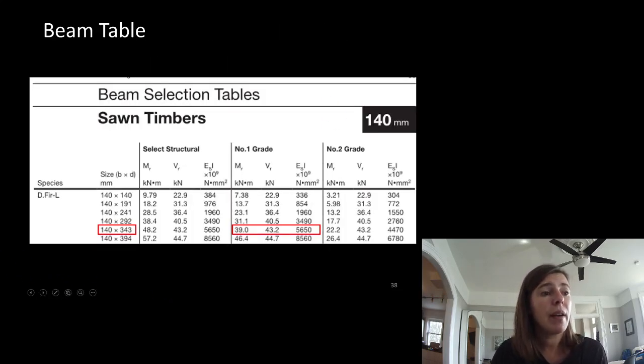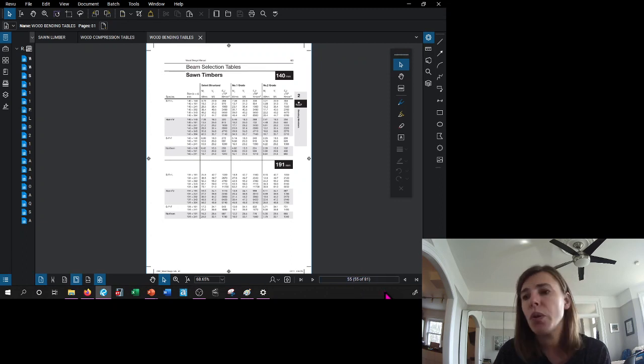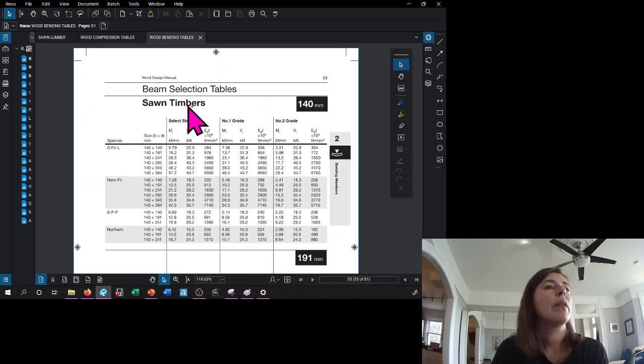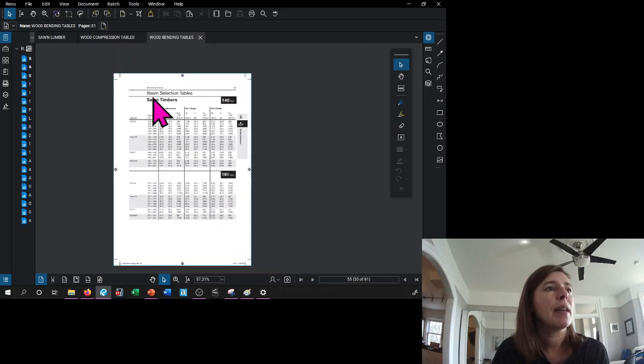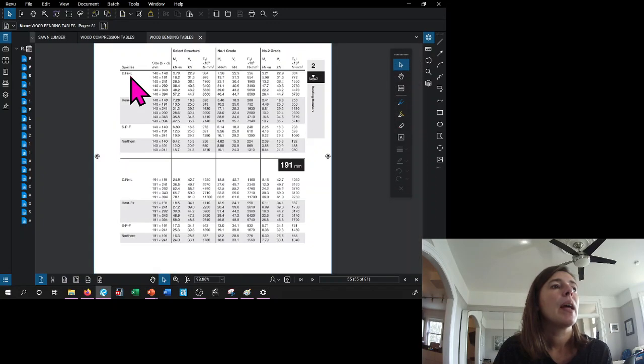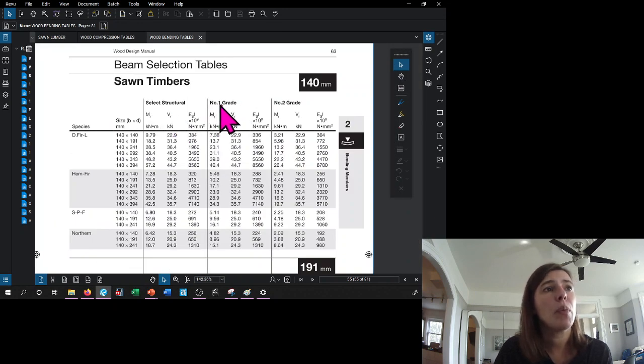So if we go to our handy dandy wood bending tables, you could flip through the pages. I'm going to go to page 55, and it looks like I'm already on it. Sawn timber, 140 by something, Douglas fir, and they said that there's select structural, number 1 and number 2, so we were number 1, so we're going to be in this chart, and we had a 140 by 343, so right here, if we come across, MR is 39, and VR is 43.2.